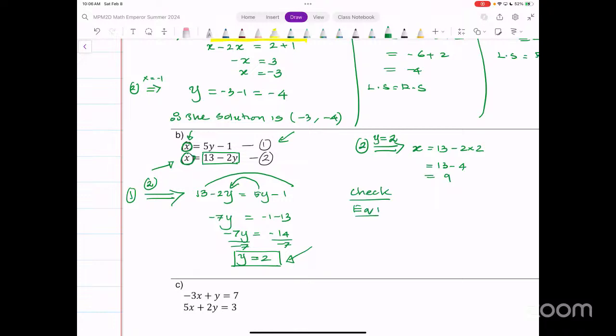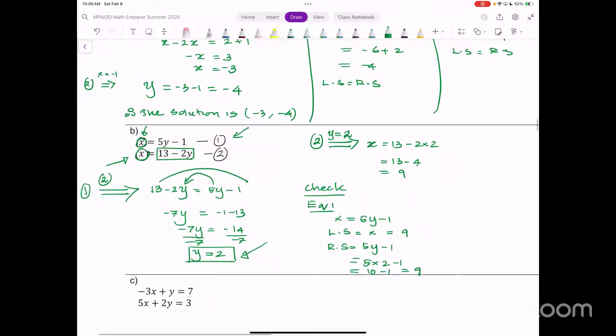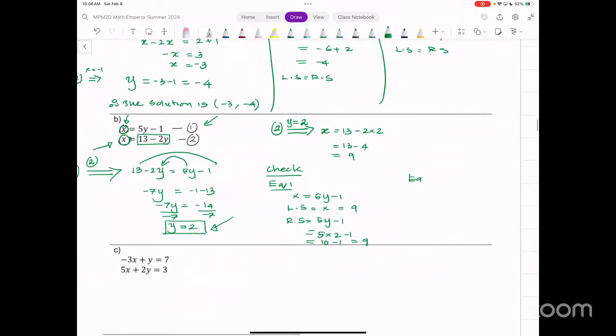Equation 1: x is equal to 5y minus 1. On the left-hand side, I got x, which is 9. On the right-hand side, I got 5 times 2 minus 1, 10 minus 1, I got 9. And equation number 2: check. x is equal to 13 minus 2y. Left-hand side, I got x, which is equal to 9. Right-hand side, I got 13 minus 2y, which is also equal to the left-hand side.